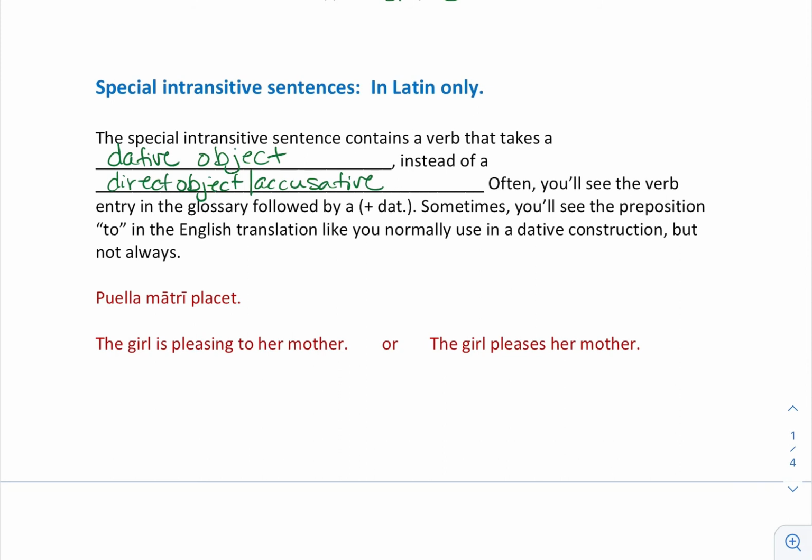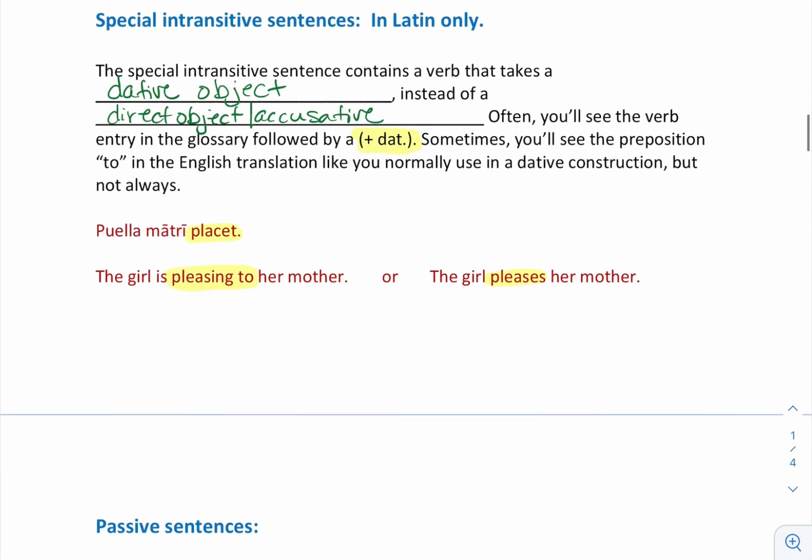Now, often you'll see the verb entry in the glossary followed by a plus dative, and that just tells you that when you put an object after that verb, you're going to put it in the dative form. Sometimes you'll see the preposition to in the English translation like you normally use in a dative construction, but not always. So if I said puella matri placet, so here's our verb placet. Placet means to please or to be pleasing to. So you can translate it that way: the girl is pleasing to her mother, or the girl pleases her mother. It means exactly the same thing and both are completely correct.